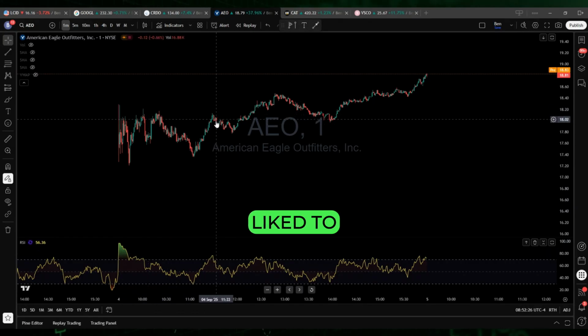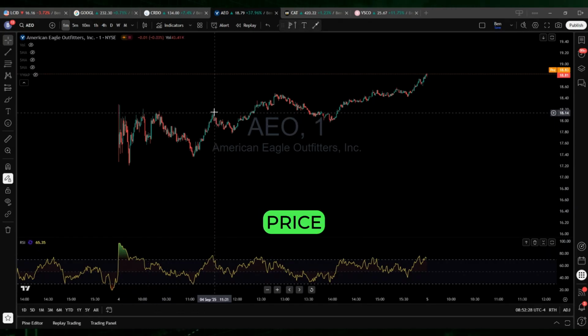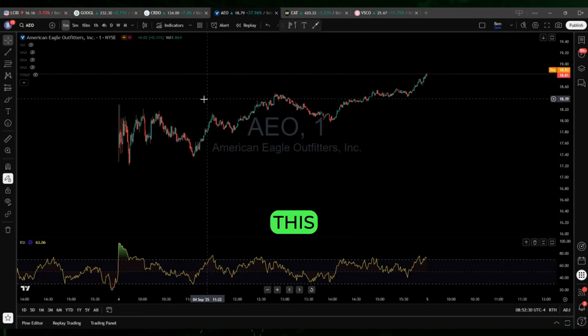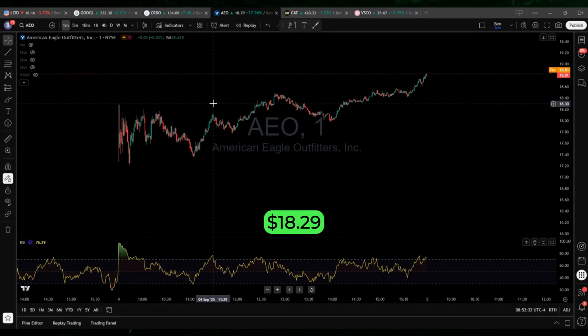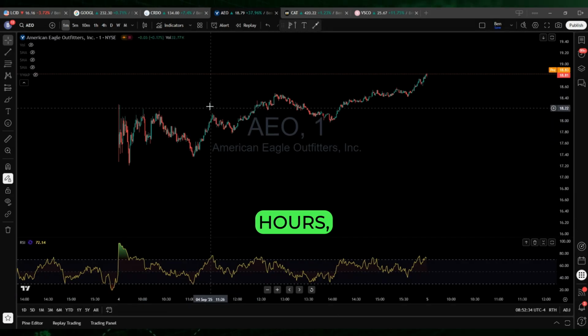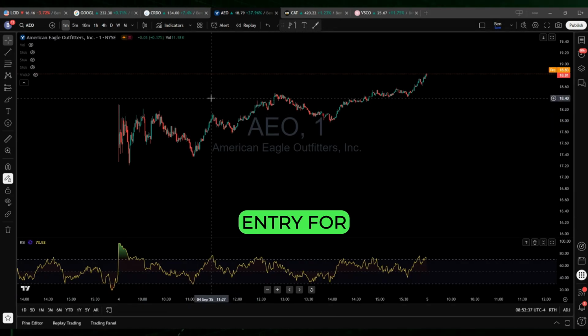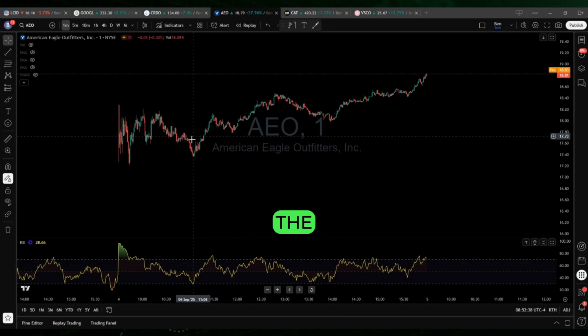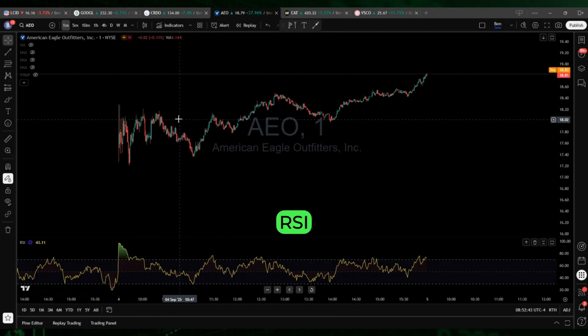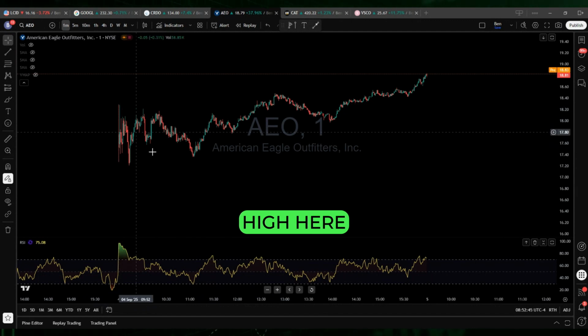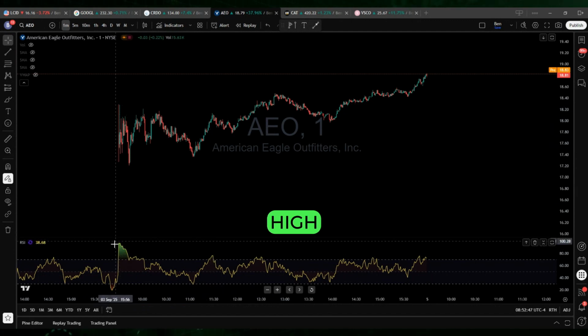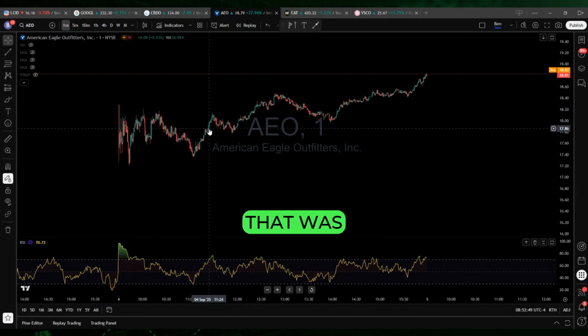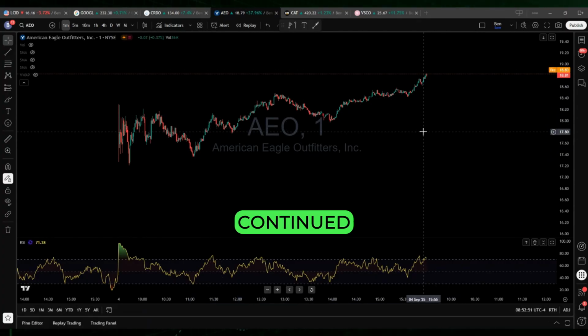What I would have liked to see is if this price action would have pierced this $18.29 level in the morning hours, this would have been a great entry for a short. But because the relative strength index, although it did hit 70, never created negative RSI divergence because you had a higher high here and a higher high here, unfortunately, that was not a trade. And then it just continued to float higher.